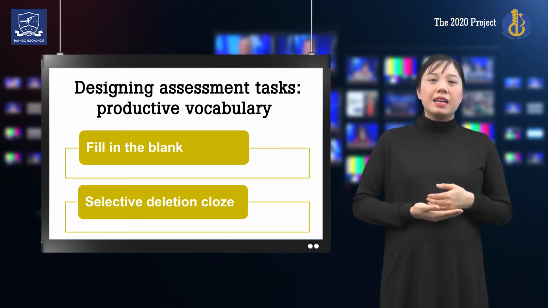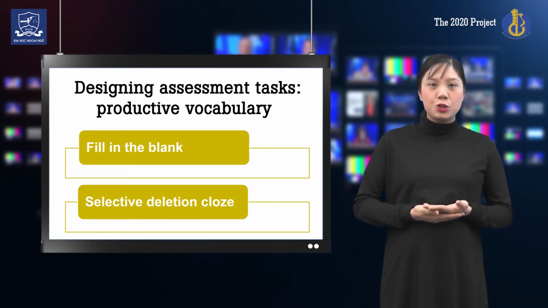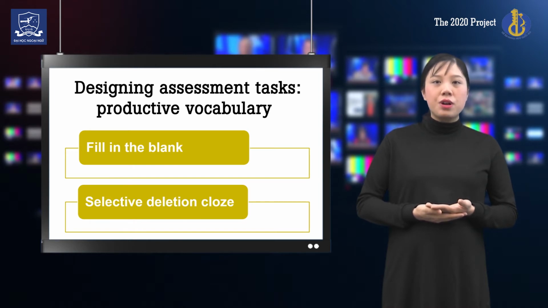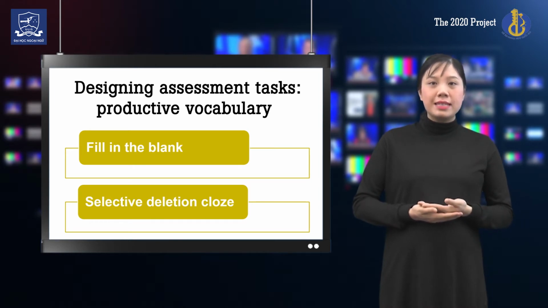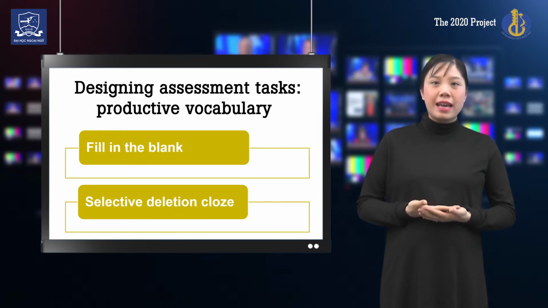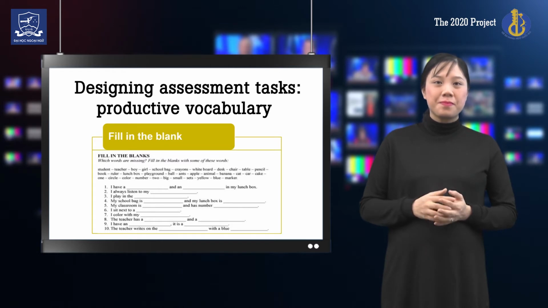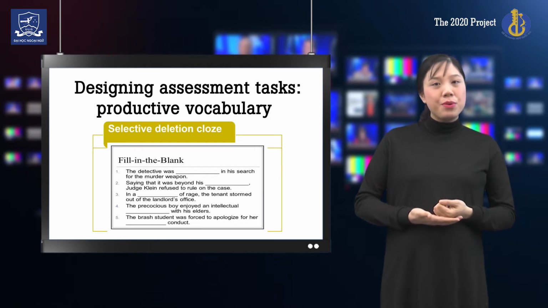Going beyond a single sentence, longer passages provide opportunities to assess other aspects of vocabulary knowledge. Thus, in addition to word meaning, the forms and use of a lexical item can be assessed. The selective deletion cloze or gap fill test is one type of test that draws on these aspects of word knowledge. Here is an example of a gap fill exercise. And here is an illustrated example of a selective deletion cloze task.